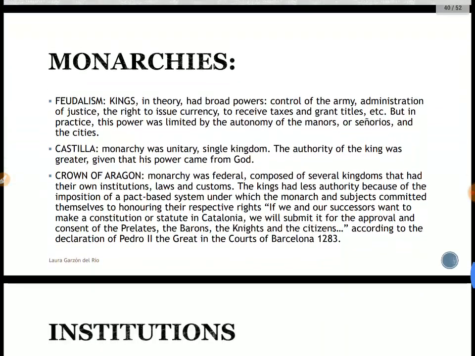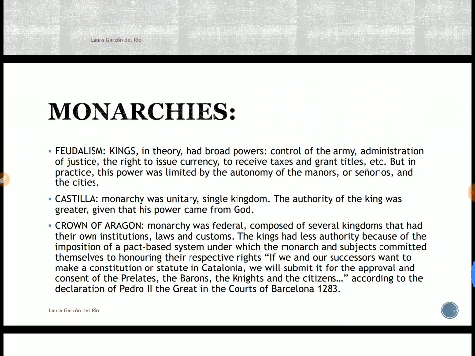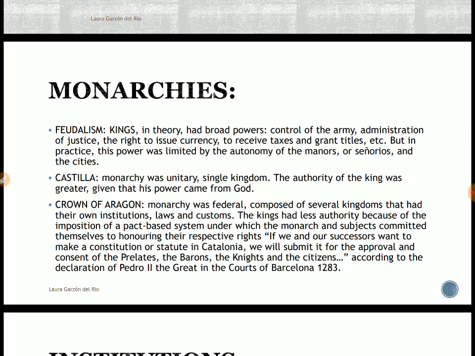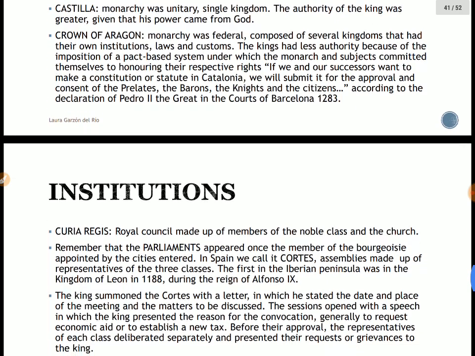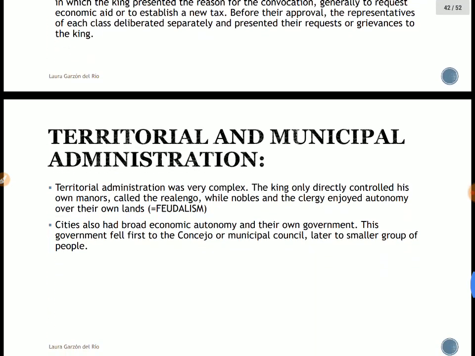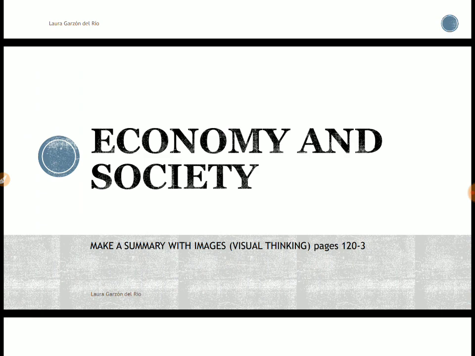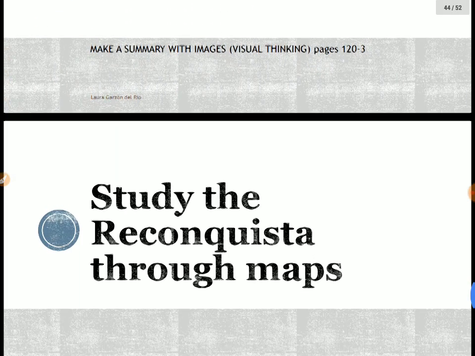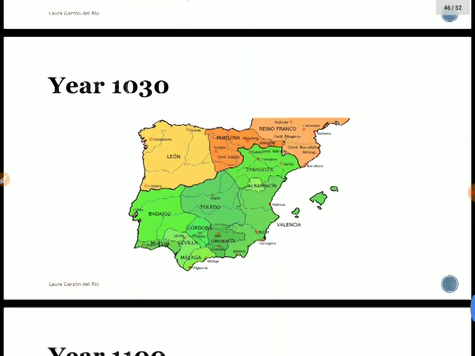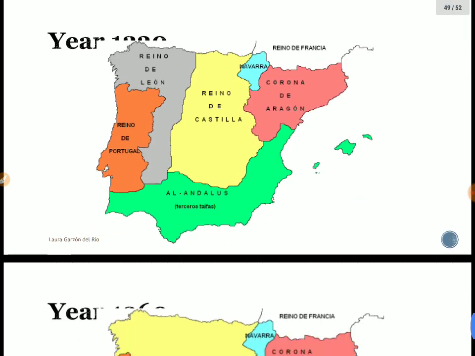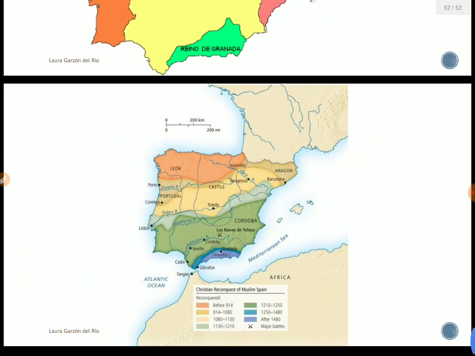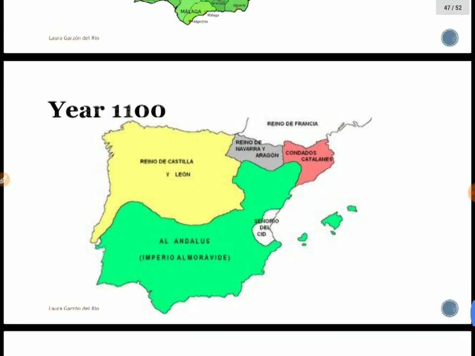And this is the government and administration. You just need to read and understand this. It's easy. It's how they're going to organize themselves, the different institutions and how they're going to organize. The economy and society you need to do by yourselves. And here you have the different maps that can help you to understand all this period.